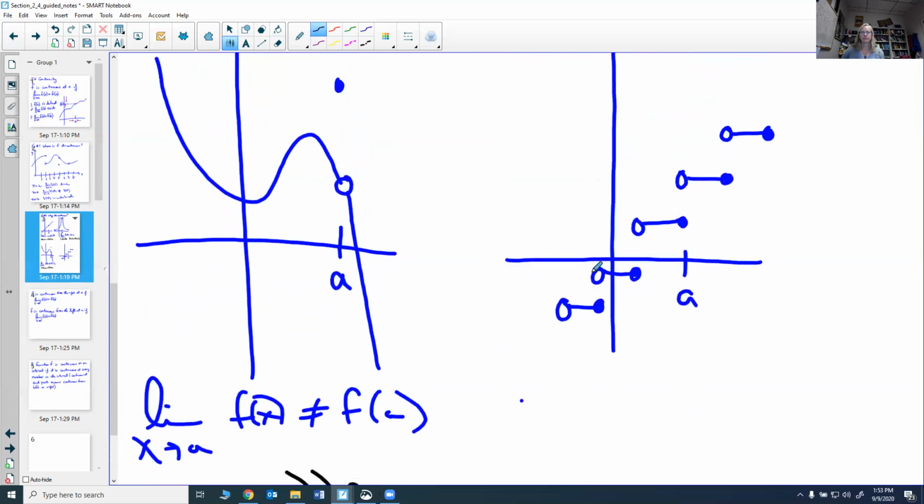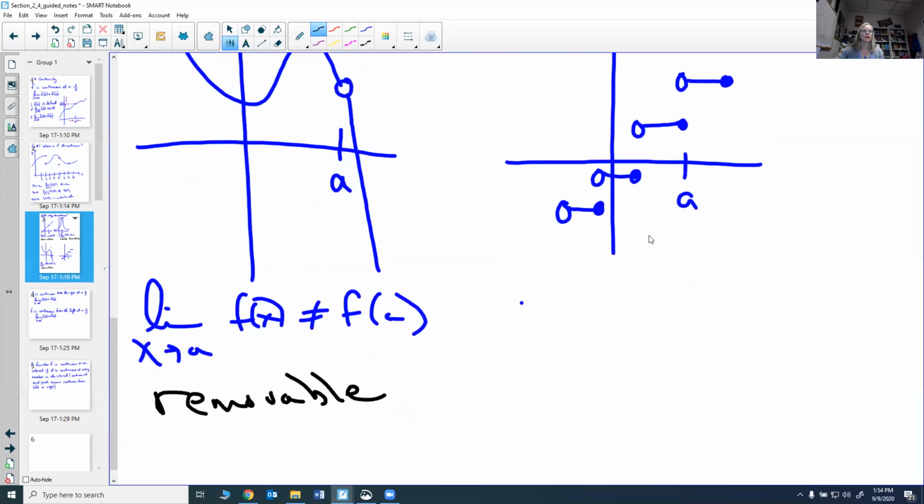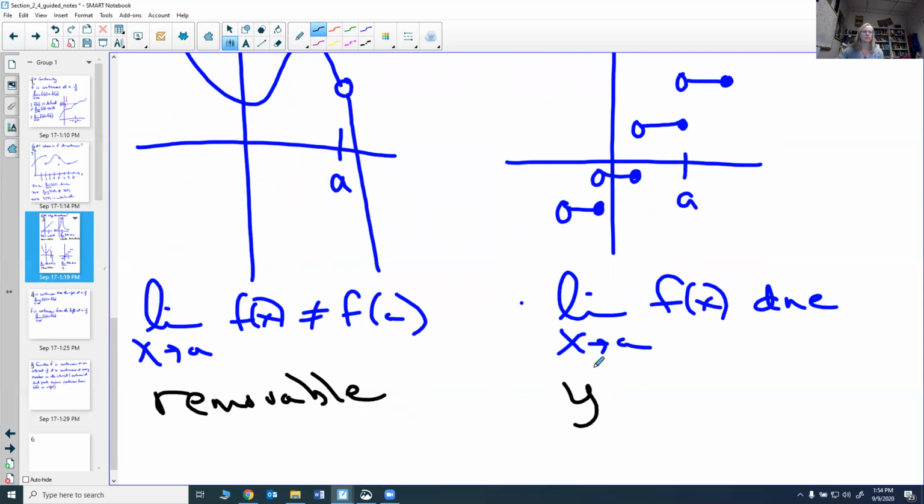This one, the limit from the left is heading, let's go at a, it's heading towards this y value. The limit from the right is heading towards this y value, and the two y values are not the same. So in this case, the limit as x goes to a of f of x does not exist. And again, we can't fix this one. It's not that they're infinite, because these are not infinite, they just jump. So we call this one a jump discontinuity.